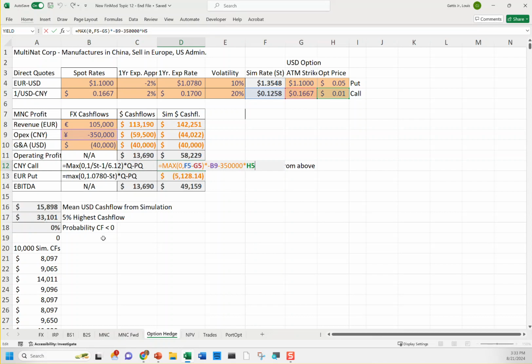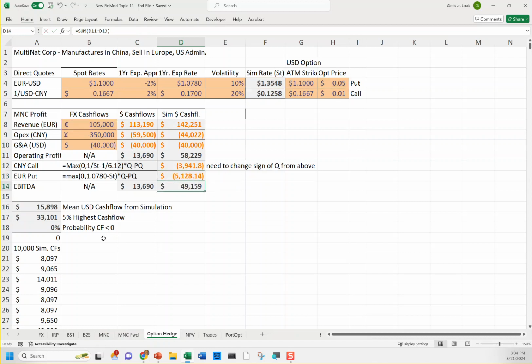So what I have here is for the call option for the Chinese yuan, max 0, and that's the simulated spot price minus that strike, minus the cost of the option, and that's going to be my profit. Notice I have the cost of the put here and the cost of the call here being valued by Black-Scholes. And then here is the profit of the put option on the euro, max 0, and that's the strike price minus the simulated spot price, and here's the cost of the option.